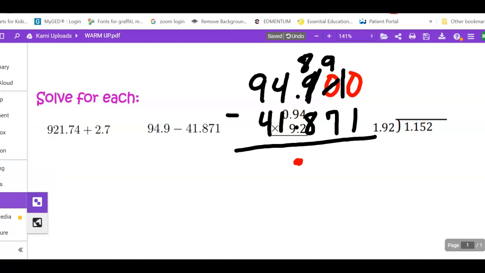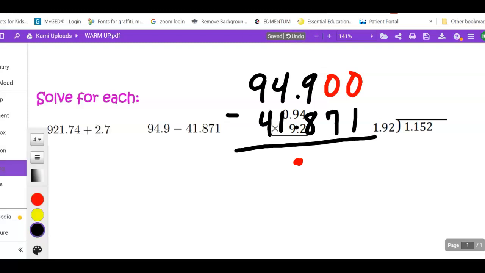Again, let's take a look at that. You have to make this a 10. If I make this a 10, this becomes a 9. If I make that 0 into a 9, that means I need to borrow from here, making this an 8. And now let's do our regular subtraction.